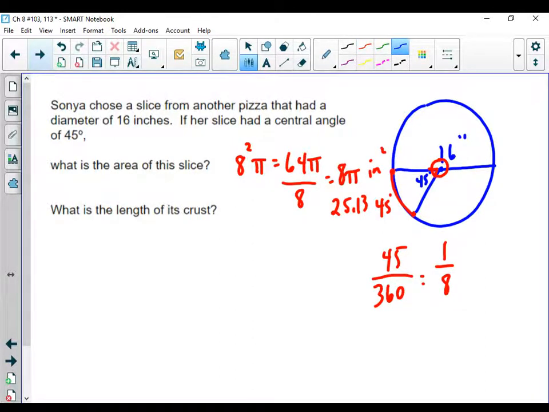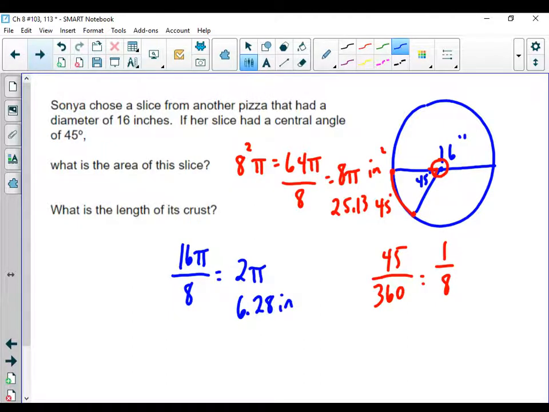When I look at the crust, well, now I'm back to looking at circumference. So circumference would be diameter times pi. But we still have 1/8 of that entire circumference. So the piece that would be on that slice would have had 2 pi for the crust, or 6.28 if we multiply it out.